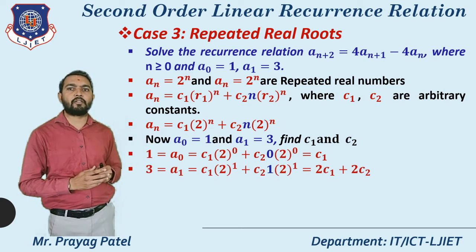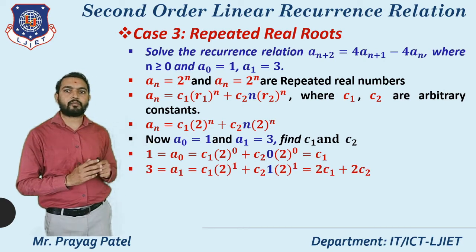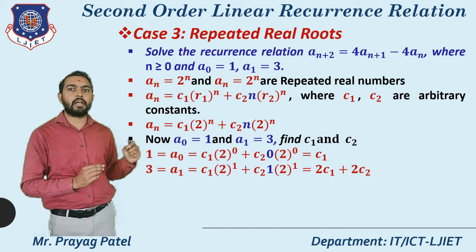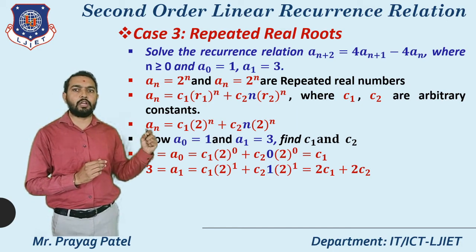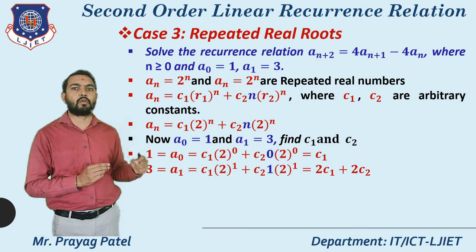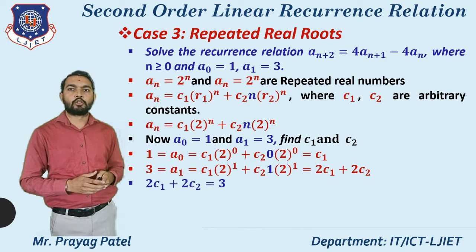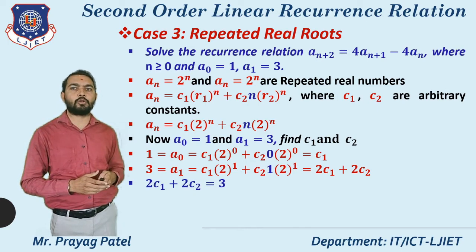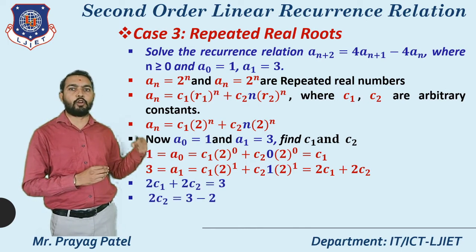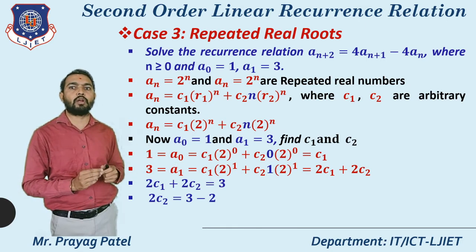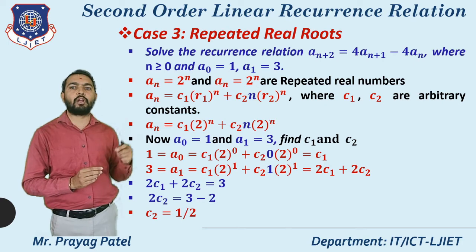Now using the second equation A1 equal to 3. So 3 equal to A1, now n equal to 1. So C1 into 2 raised to 1 plus C2 into 1 into 2 raised to 1 is equal to 2C1 plus 2C2 is equal to 3. So our equation is 2C1 plus 2C2 is equal to 3. Now put the value of C1 in this equation and we will get 2C2 equal to 3 minus 2. So C2 equal to 1 by 2.